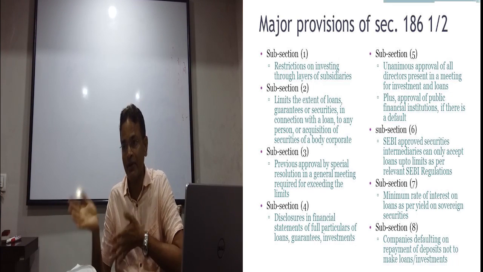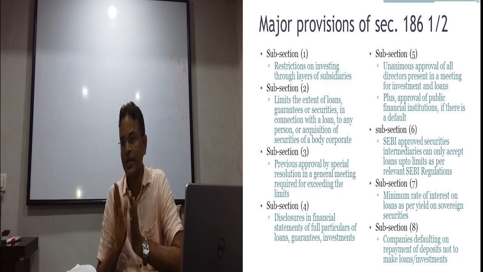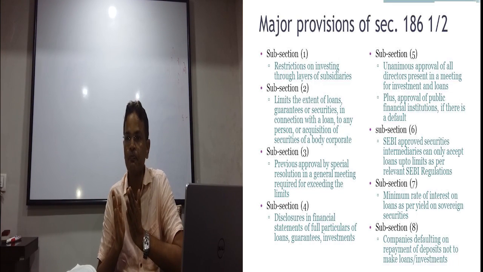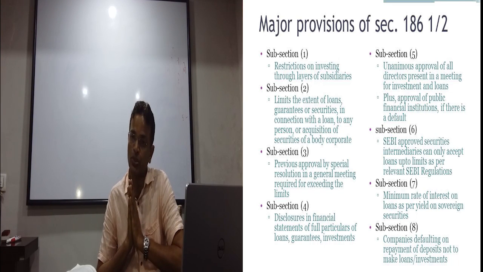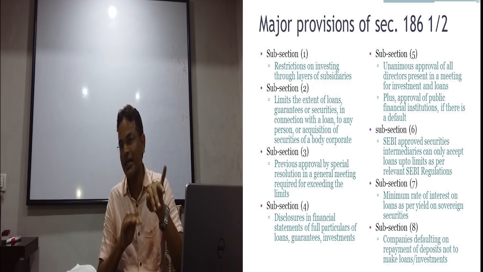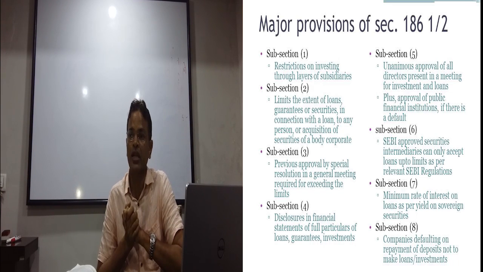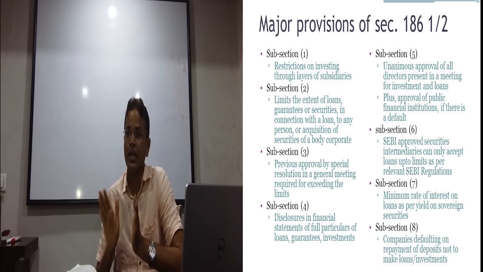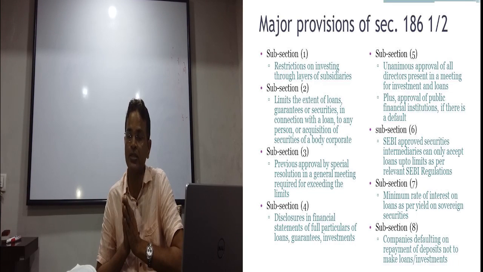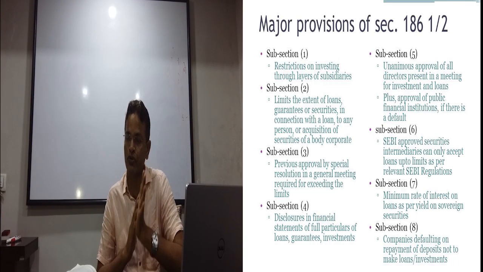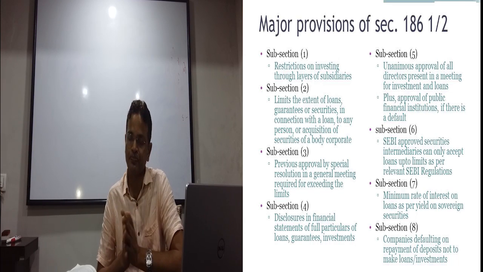And 186(5) at the same time says that when the board exercises the power to give loans or make investments, it must do so by unanimous resolution. So if the board can actually delegate the power, where is the question of unanimous resolution? There seems to be an apparent conflict between 186(5) and the proviso to 179(3).